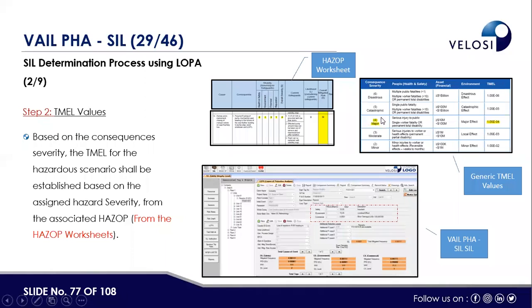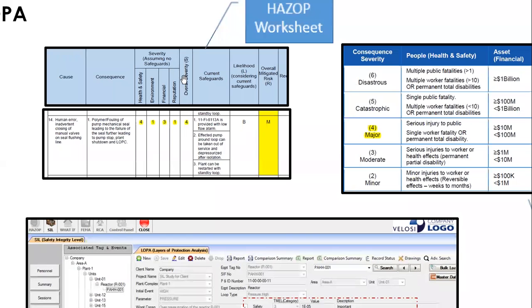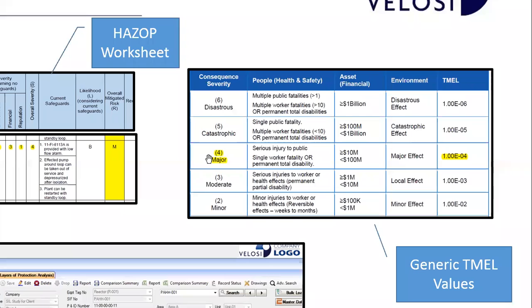So for example, these are the generic TMEL values. For consequence severity 4, the TMEL value is 10 raised to the power minus 4. In HAZOP, the overall severity for that initiating event was 4. Then based on that consequence severity, we have assigned a TMEL. These are generic TMEL values. They can be changed according to the company's risk matrix. So target mitigated event likelihood, or tolerable limit, is 10 raised to the power minus 4.